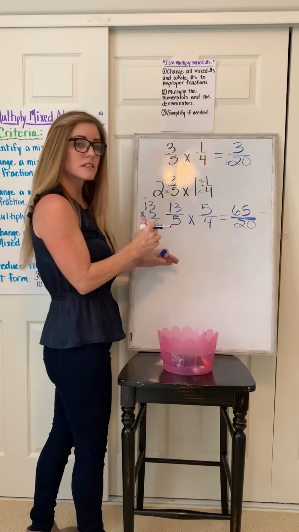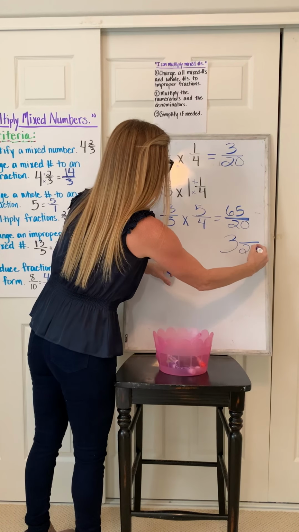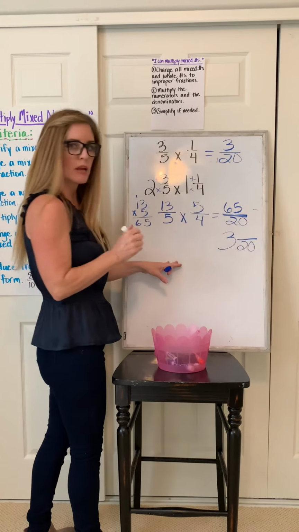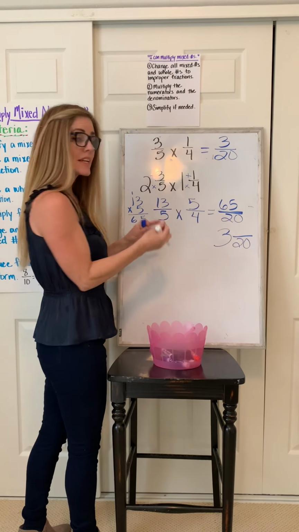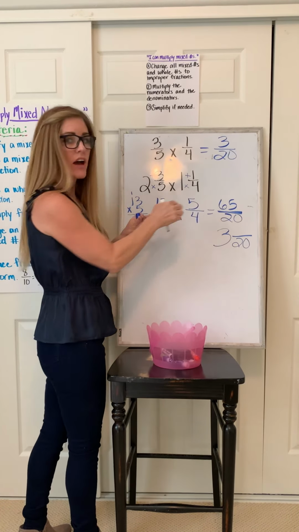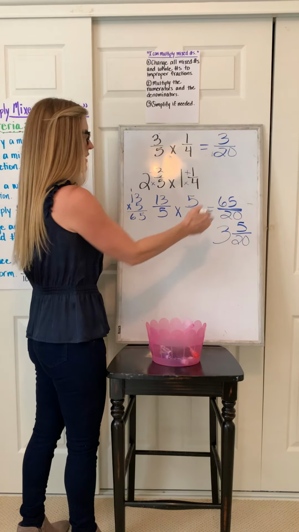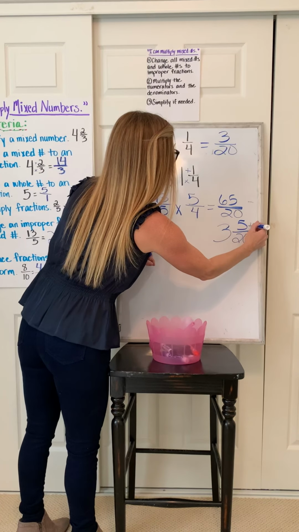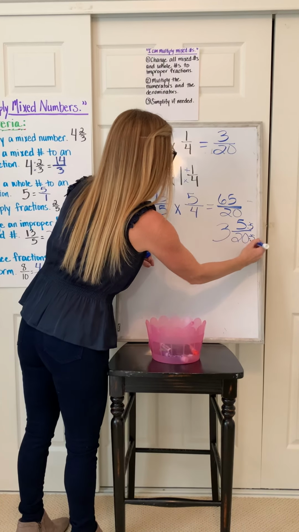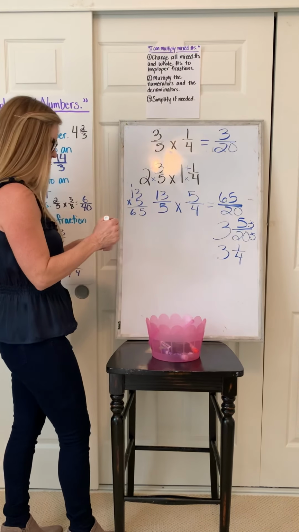20 goes into 60 3 whole times. And I know I'm going to have some left over, so again, I keep that same denominator. 3 times 20 is 60, but my number is 65. That leaves 5 left over. So I end up with 3 and 5/20ths, but 5/20ths can be reduced to simplest form. I can divide out a 5. So my final answer would actually be 3 and 1/4, okay?